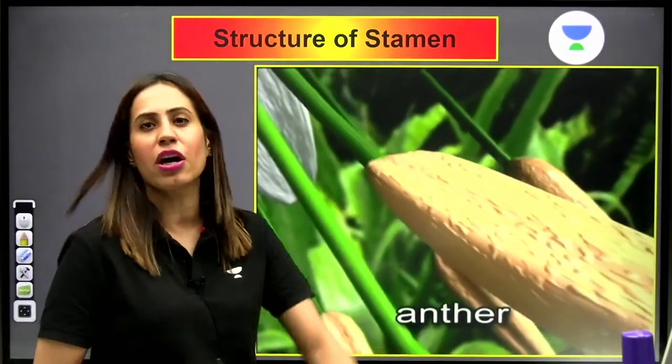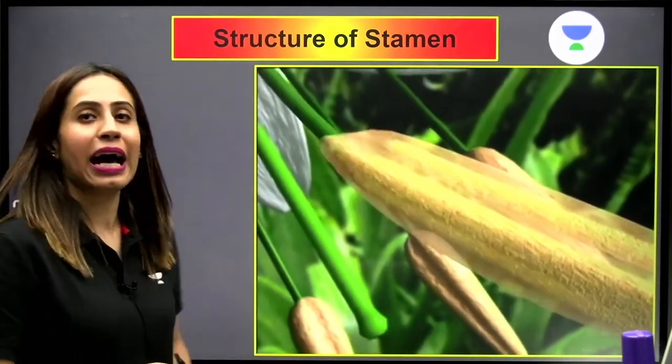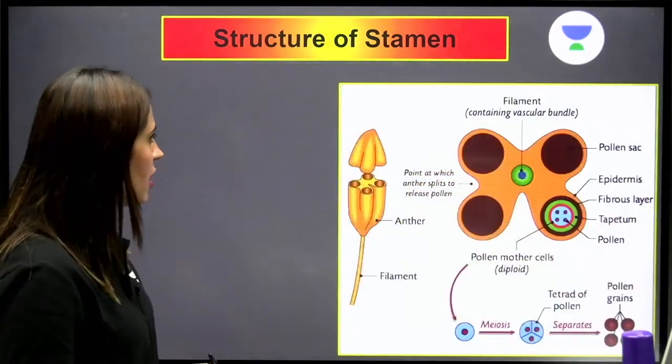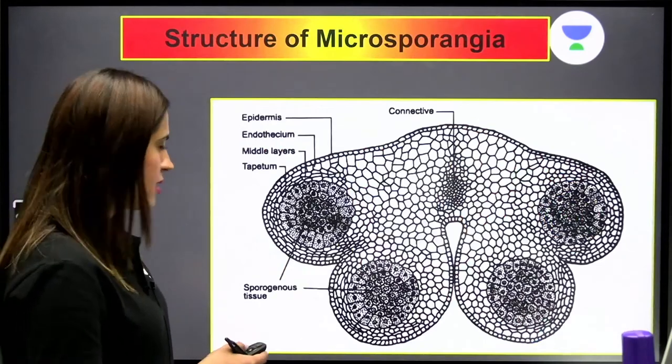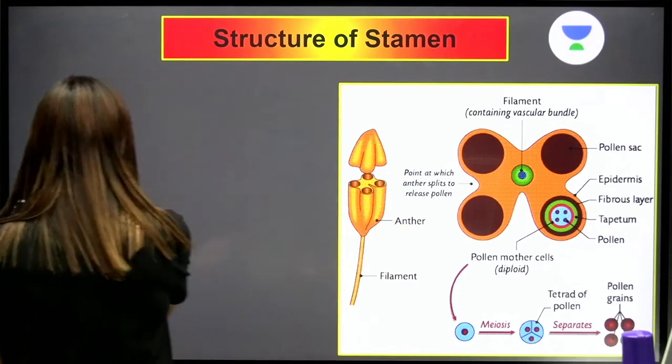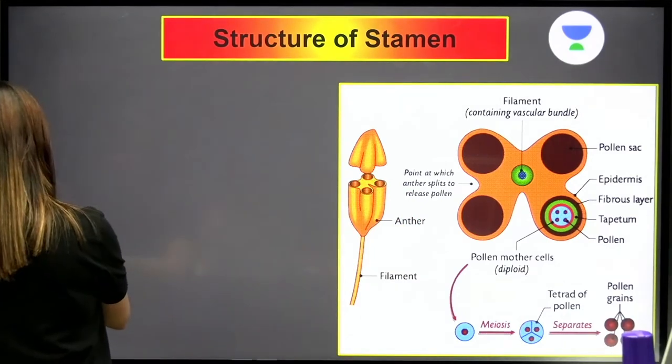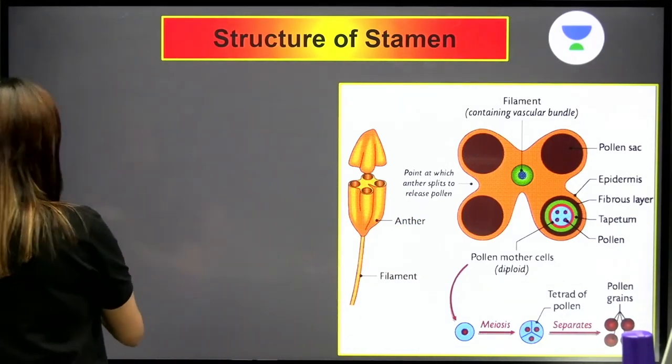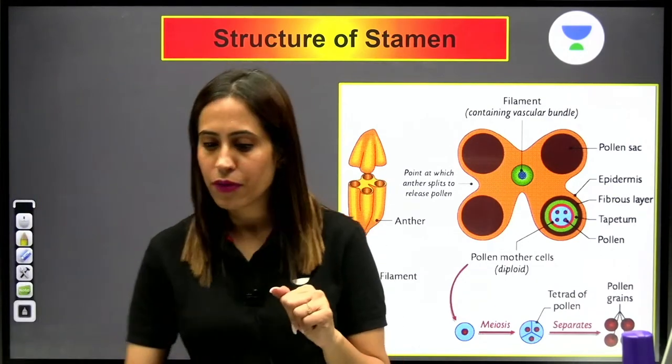This is again the structure of stamen. We have the anther, we have the filament. And now, I would like to discuss how the pollen grains will be formed, right? Now look at this concept. This concept is very, very important, right?